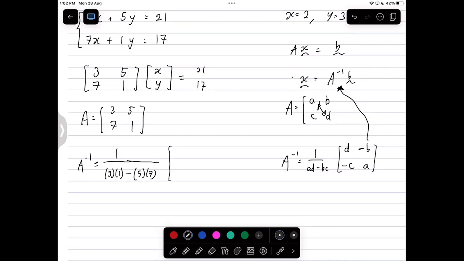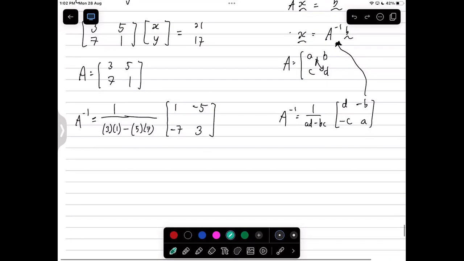Okay, and what's this next one? Negative 5, -7, then 3. Yes, correct. So basically, this pair was swapped around from these two. Then this pair, you just multiply by a -1. Okay?